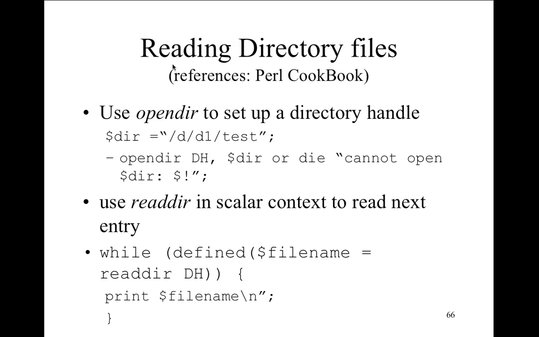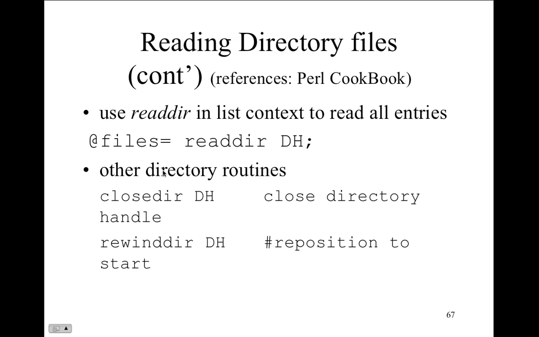So here we have opendir. We use readdir in scalar context to read the next entry. So while it's defined, the file name is going to equal readdir of the directory handle. And the directory handle is the open directory that we created. And it's a lot more automated, just as you might have noticed with the differences between running the system call interface and running higher level APIs.